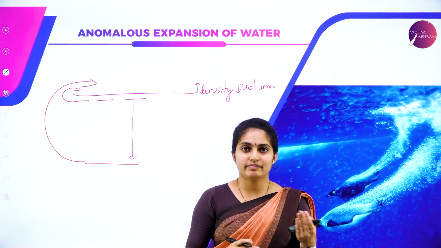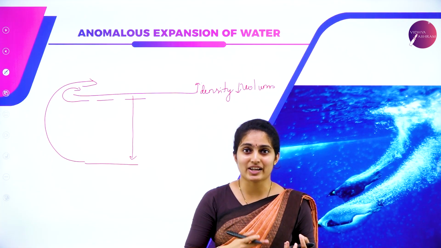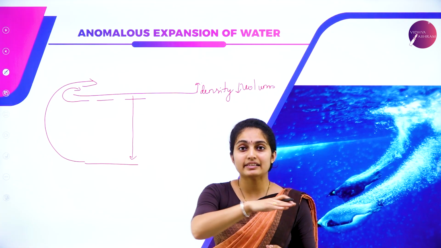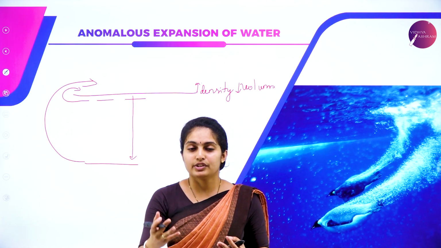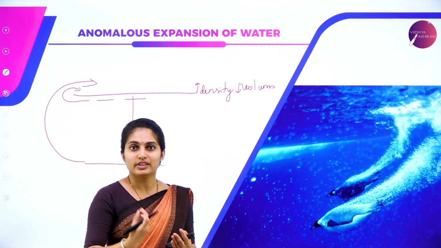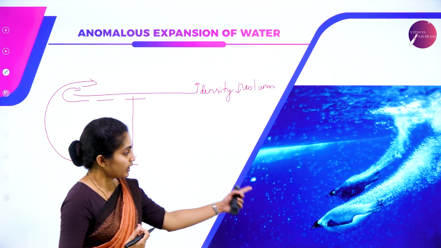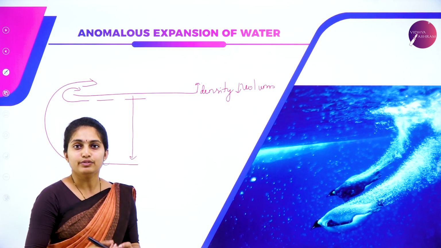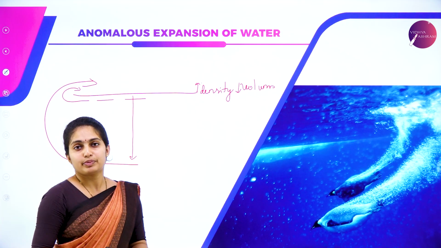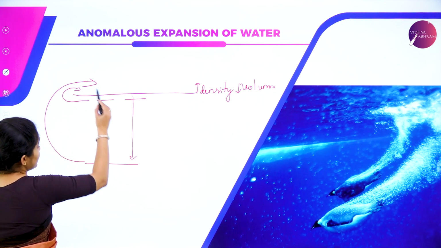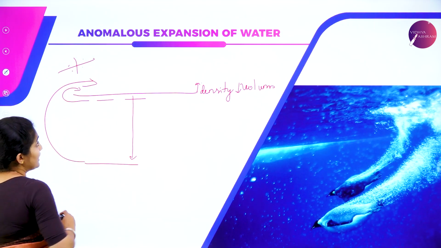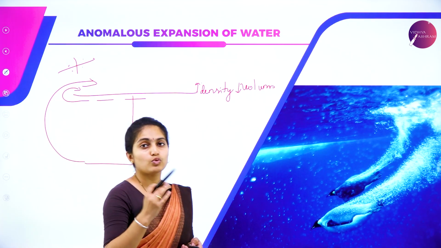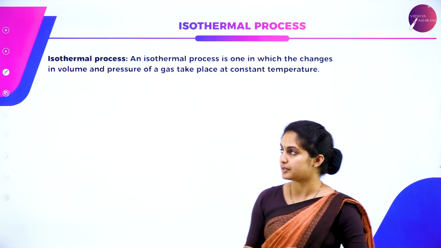In your ice regions, it forms a layer of ice at the top. Below it there is a space, or the temperature below is maintained, so that aquatic animals can live freely. This concept is called the anomalous expansion of water, and it is one of the main concepts from an exam point of view. So you'll have to know what the anomalous expansion of water is.